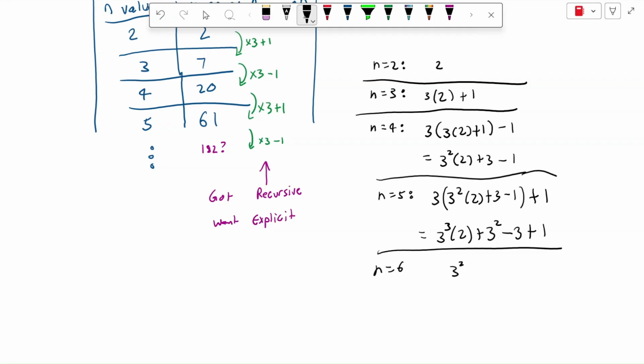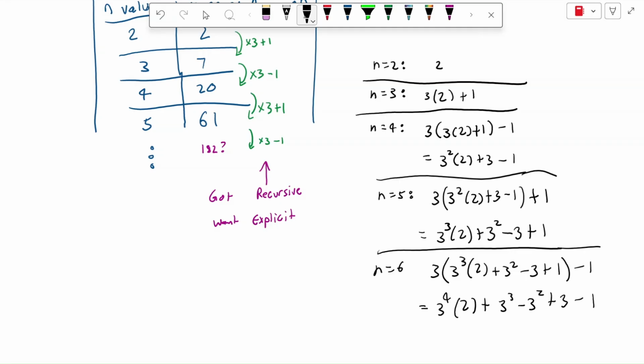And one more for good measure, n equals 6. So I'm going to take that thing that I just got for n equals 5. And I need to times it all by 3 and take 1. So if we FOIL that in, that's 3 cubed into 2, plus, that should have been a 3 there. My bad. So it's 3 to the 4 into 2. Plus 3 cubed, take 3 squared, plus 3, take 1. And I'm hoping we can see the pattern that's starting to form here.